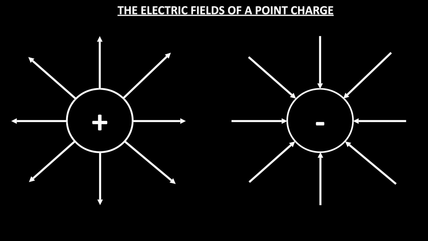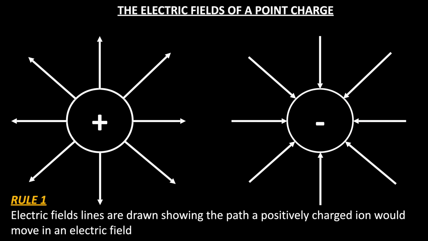So the rule is electric field lines are drawn showing the path a positively charged particle would move in an electric field.